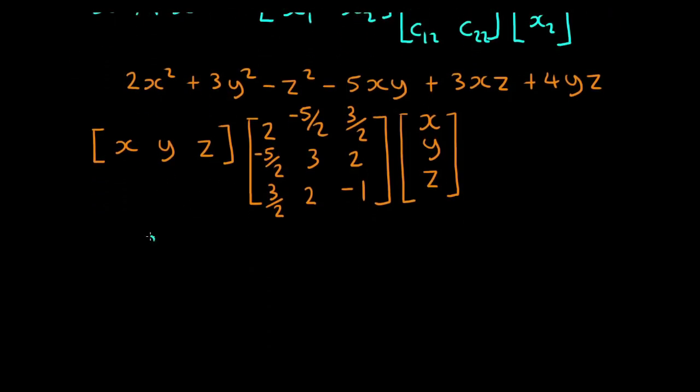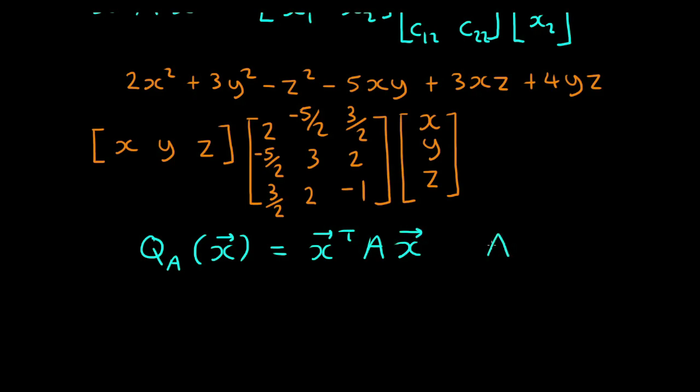So in general, the quadratic form associated with A is equal to x transpose by A by x. So as we saw, A is an n by n symmetric matrix, and x is an n by 1 column vector. So transposing it gives a 1 by n row vector.